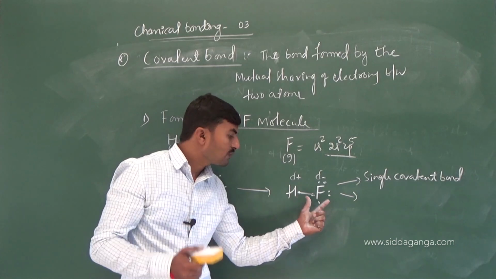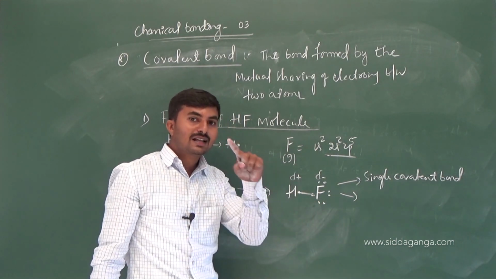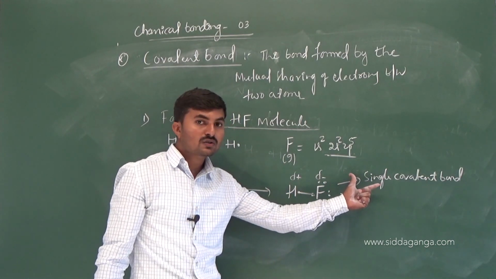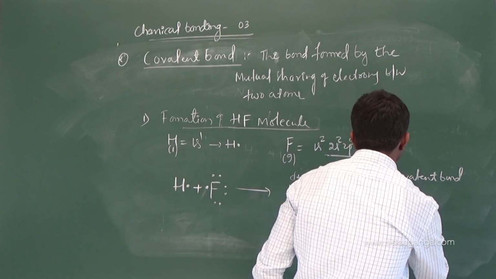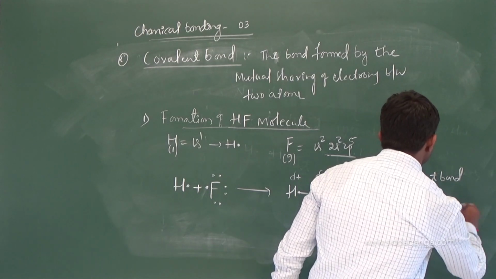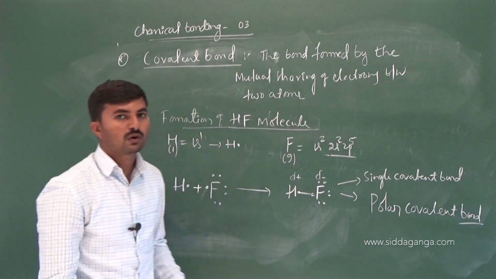Yes, unequal sharing of electrons takes place. If there is an unequal sharing of electrons, which type of bond does it belong to? It belongs to polar covalent bond.